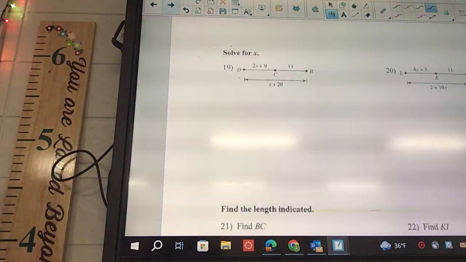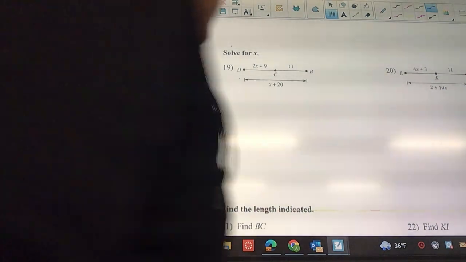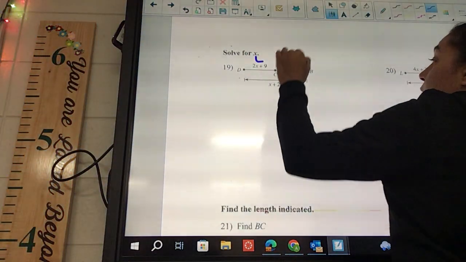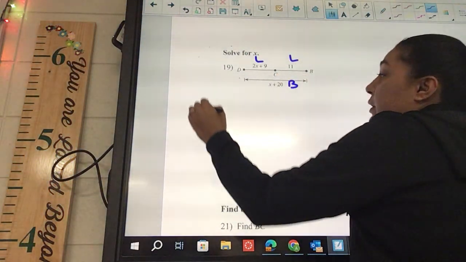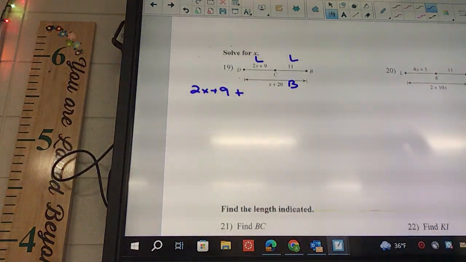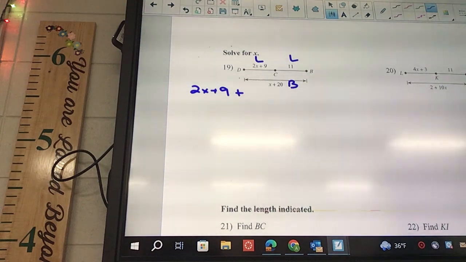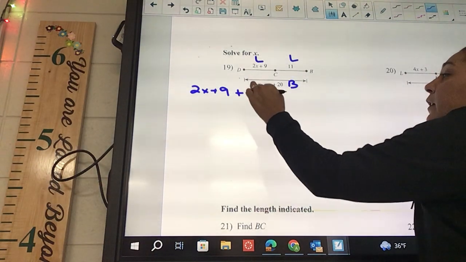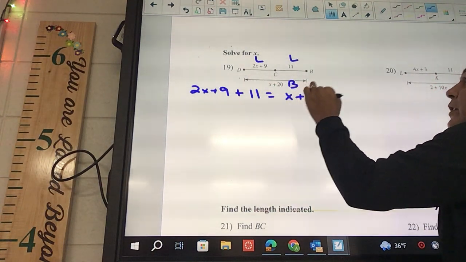Okay, 19. Again, we're gonna say little plus little equals big. So this is my little, little, and this is my big. It's gonna look like 2x plus 9 plus, what's my other little? Plus 11. 11 equals x plus 20.